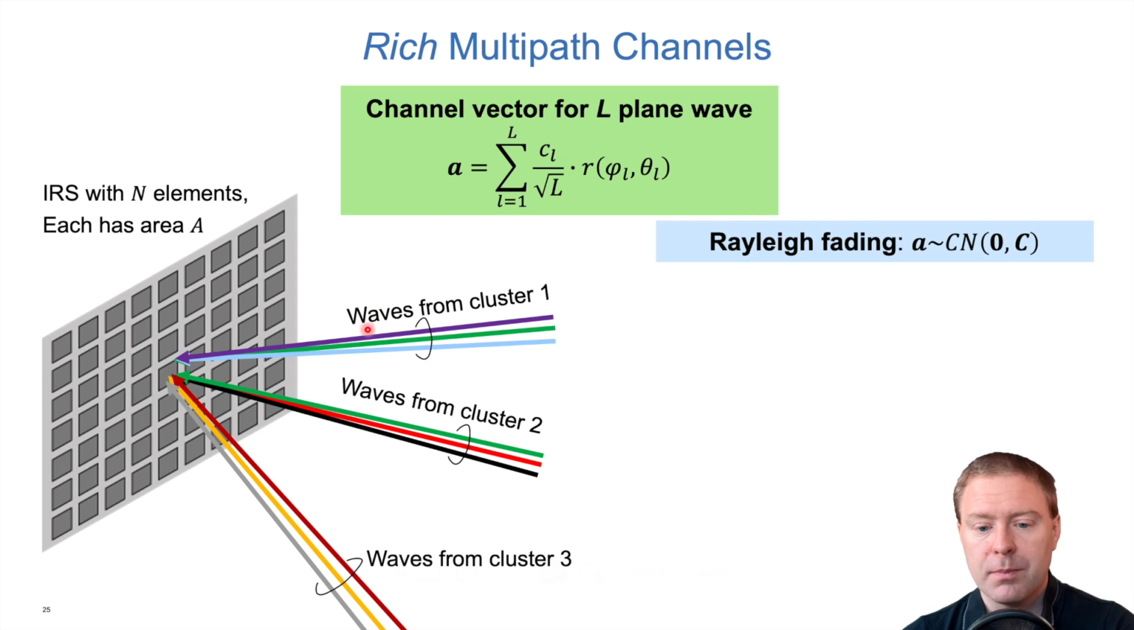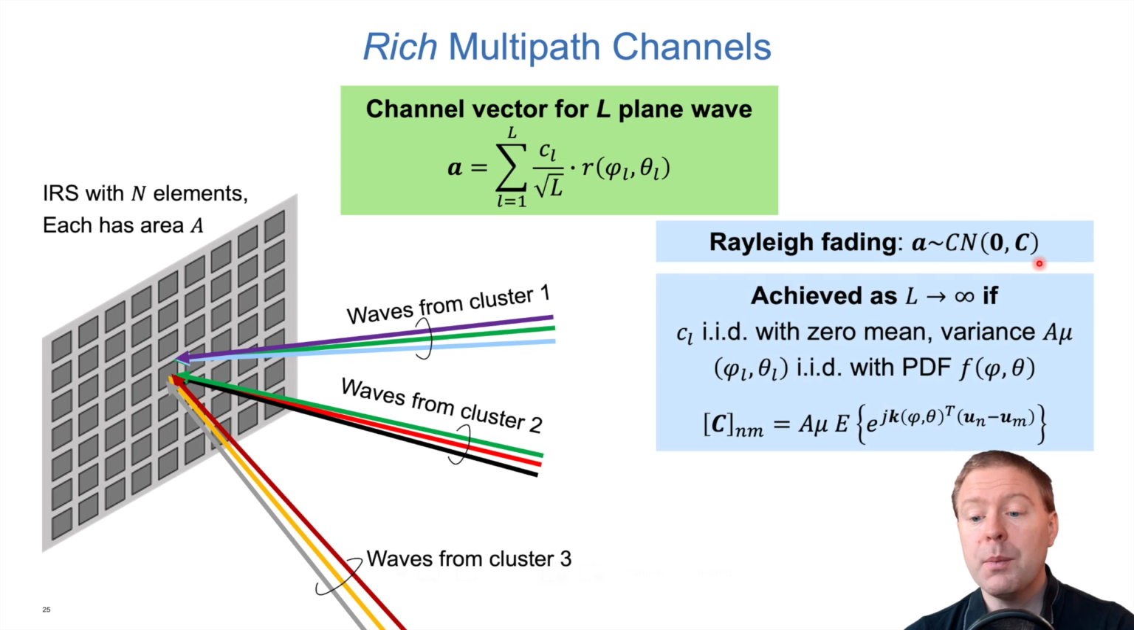But when we have a cluster of different signals, so L becomes large here, then this turns into a summation of many terms. Each of them might have a roughly random attenuation and phase shift, and if you sum up many terms, you tend to get a Gaussian distribution, and that is why A will become approximately Rayleigh fading, so complex normal with a zero mean and a covariance matrix C. And we achieve this when L goes to infinity, when the number of paths goes to infinity. And the covariance matrix C is determined by the physics around us.